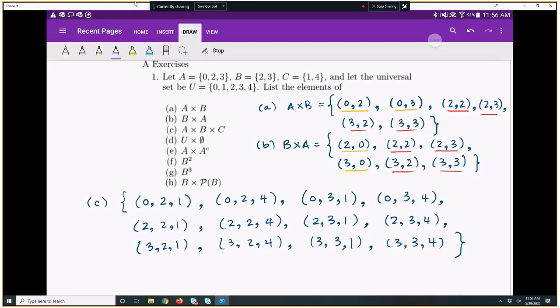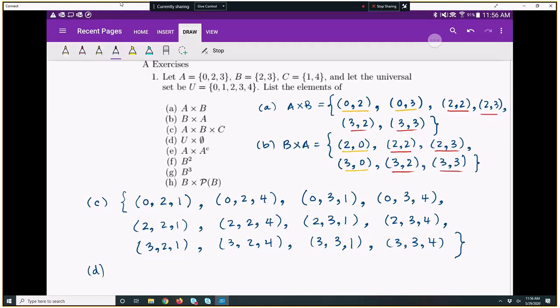Now, I count that I have 12 elements here, so I want to double check. I know that my cardinality should be the cardinality of A times the cardinality of B times the cardinality of C. So it should be 3 times 2 times 2, and that is 12. So we've got them all.